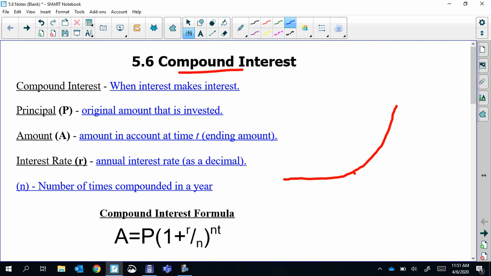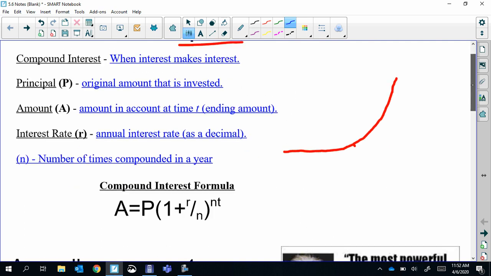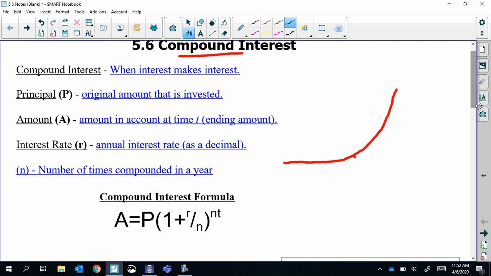So different places, different banks, different accounts will compound differently. I have a savings account that compounds monthly. At the end of every month, they add on the interest that has been gained, and that gets added into my account. And then the next month, that all creates or collects more interest.